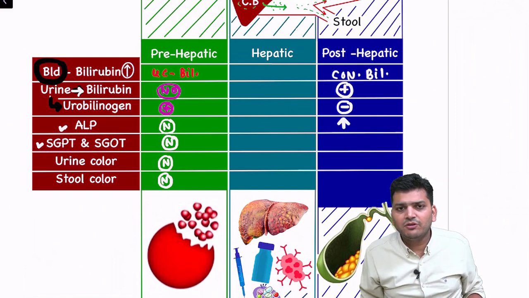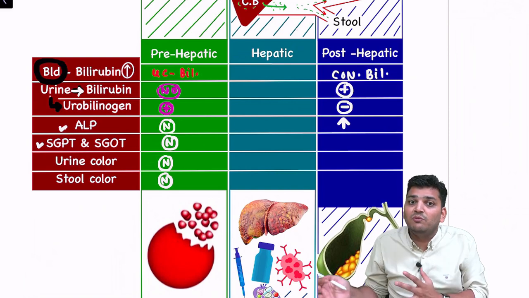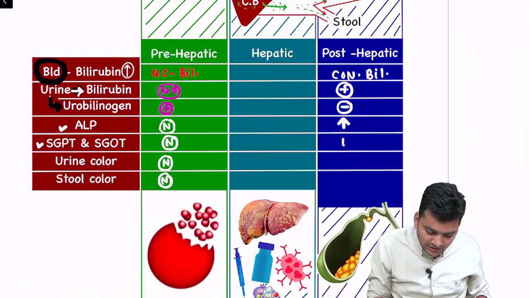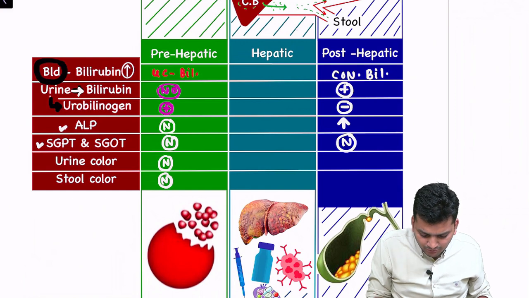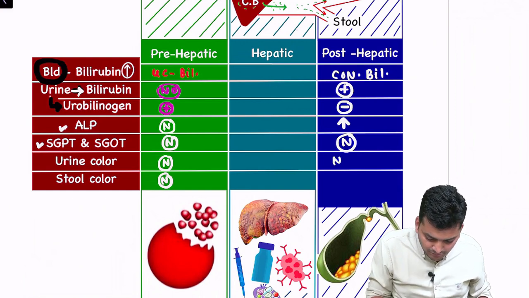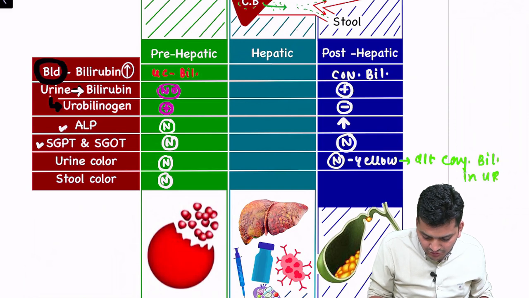SGOT, SGPT is a marker of hepatocellular injury. Is there any problem in the hepatocytes in the post-hepatic cause? No, there is no problem in the liver. The problem was in the biliary duct. So SGOT, SGPT normal. What was the color of the urine? Normal yellow color. It is due to conjugated bilirubin in the urine.